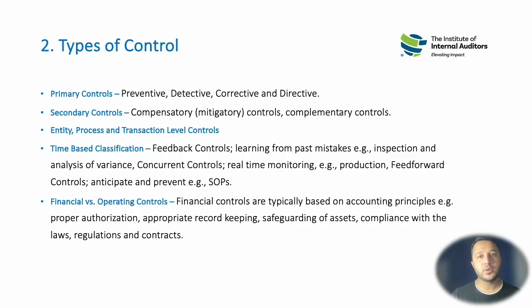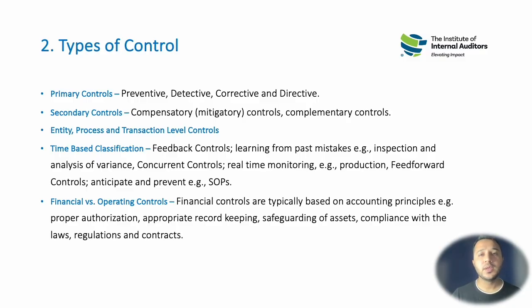Controls can be defined into different groups or categories from different angles and perspectives. In the previous slide, we talked about manual and automated controls and the characteristics of both. Here we will talk about primary and secondary and some other classifications of controls. Primary controls, as the name goes, are the primary ones, and there are 4 types: preventive, detective, corrective, and directive.